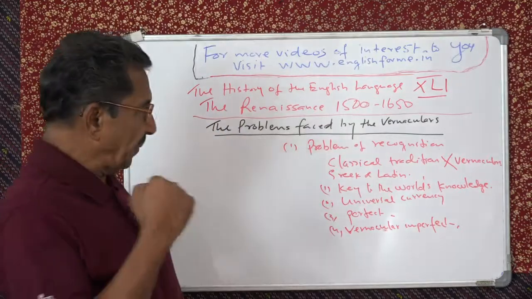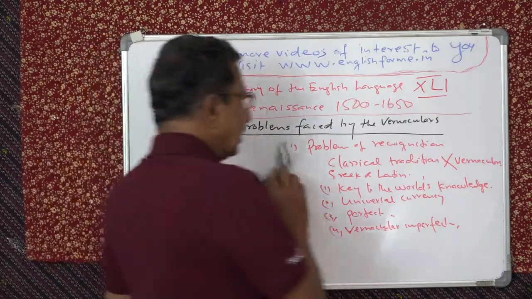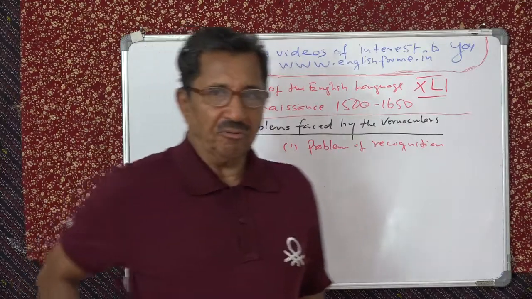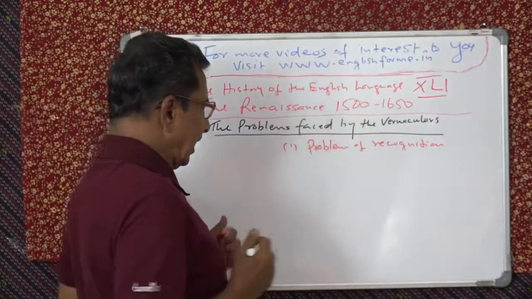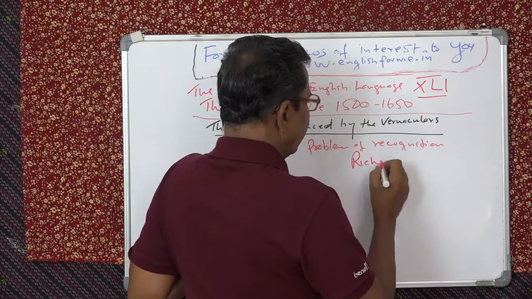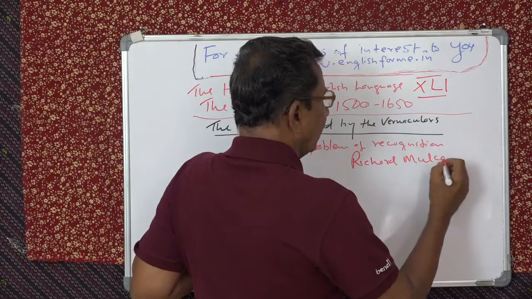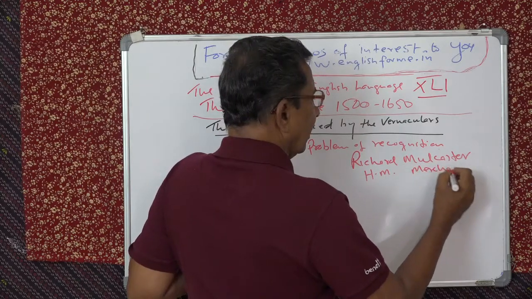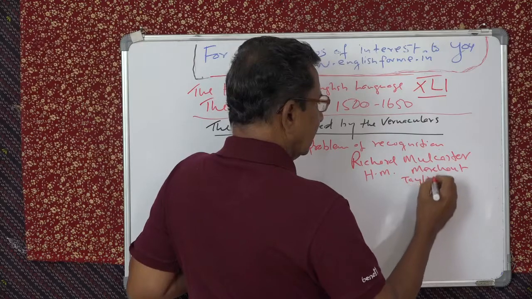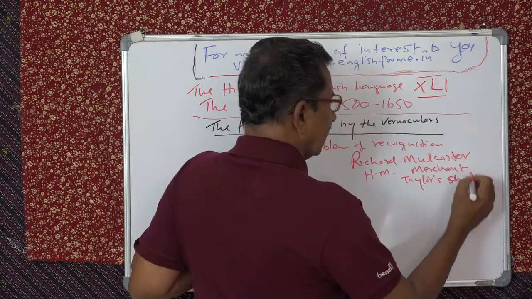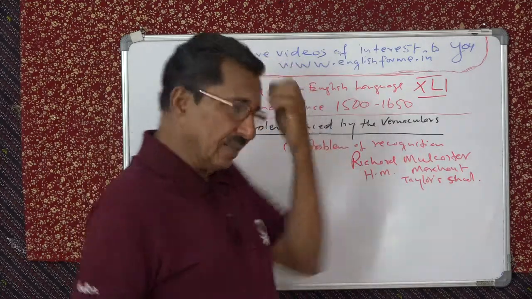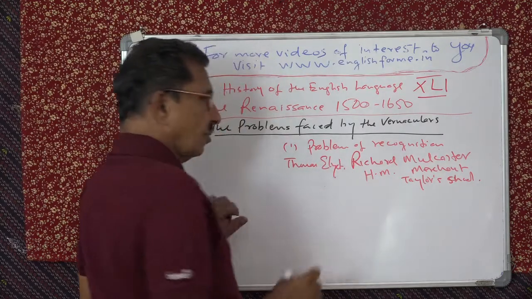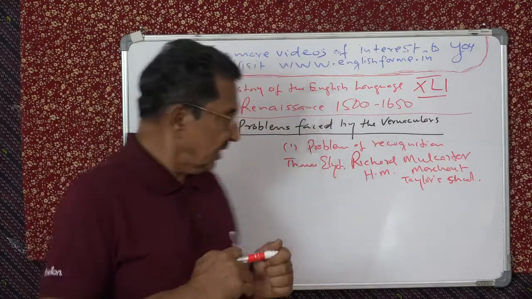Against this, you have got the champions of modern languages, the vernaculars, especially English. In England, you had champions like Richard Mulcaster. There's a hero among them, Richard Mulcaster. He was the headmaster of Merchant Taylor's School. And another person was Thomas Eliot, a translator. Not Thomas Stearns Eliot, that is T.S. Eliot. Here it is known as Eliot.